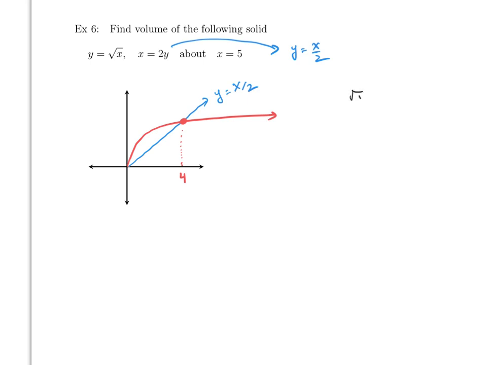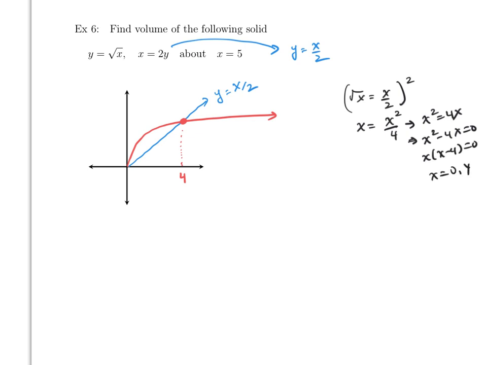Remember, to figure out the value, all you have to do is set the two equations equal to each other. So if you have this equal to this, you just have to square both sides to get rid of the radical. So you'll have x equals x squared over 4. From here, you have x squared equals 4x. And then if you factor, this will be x squared minus 4x equals 0. You can factor the x, so it is x times x minus 4, so the two solutions are 0 and 4, which is here.